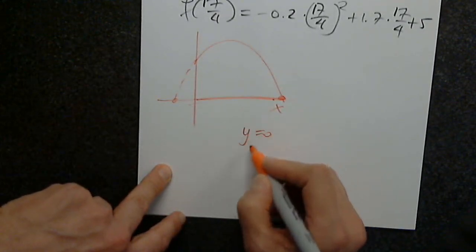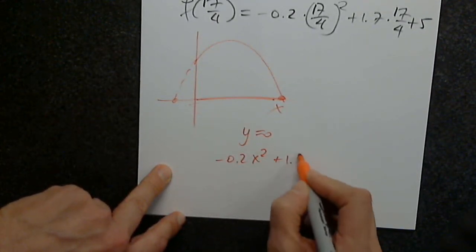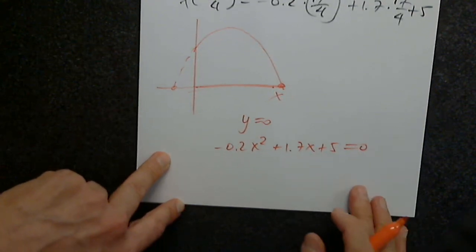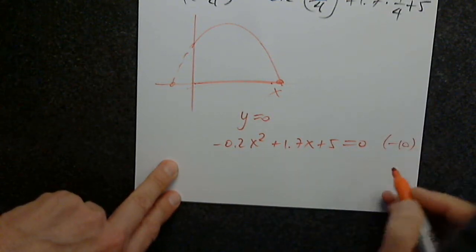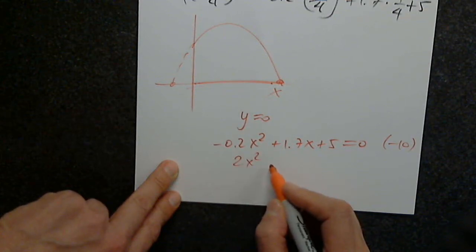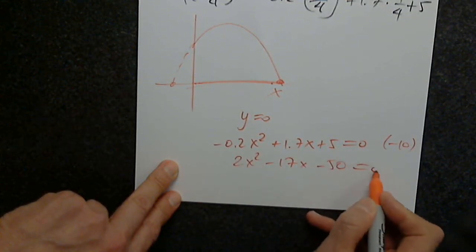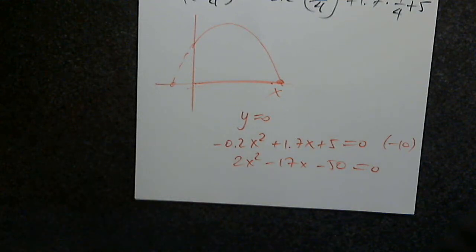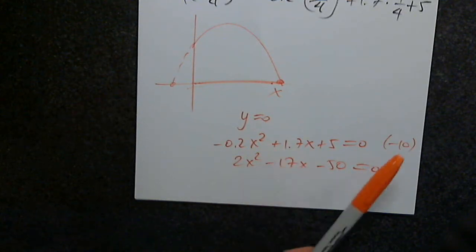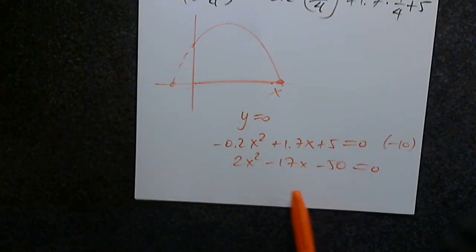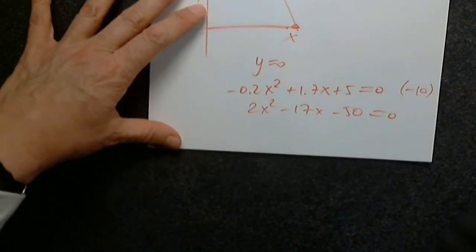So I set y equal to 0. Negative 0.2 x squared plus 1.7 x plus 5 is 0. I personally like to clean it up before I put it in the calculator with the quadratic formula. So I would like to multiply everything by negative 10. So 2x squared minus 17x minus 50 equals 0. I think this is a good idea, especially when the leading coefficient is negative. You don't want to forget to put the negative in the denominator. Negative 0.2 times negative 10 is this, 1.7 times negative 10 is this, and 5 times negative 10 is this. And now I can start the quadratic formula.